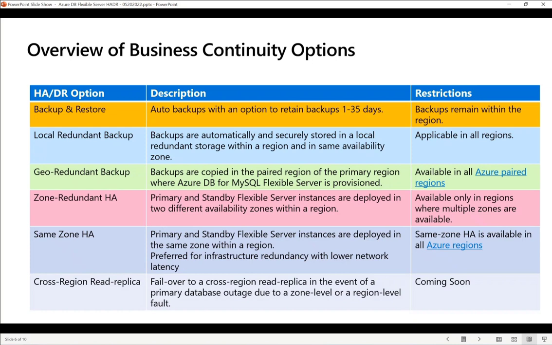And those read replicas could be in the same region as your primary instance, or could be in cross regions. And those regions could be any region where we have this service available. Now, one big change in flexible server is the number of read replicas we support. So in flexible server, we support up to 10 read replicas. So again, these read replicas could be in the same region or could be in different regions where this service is available.